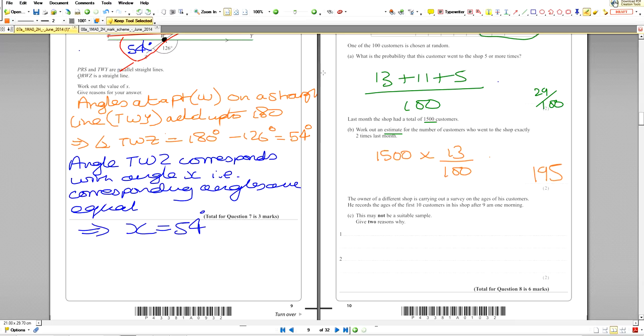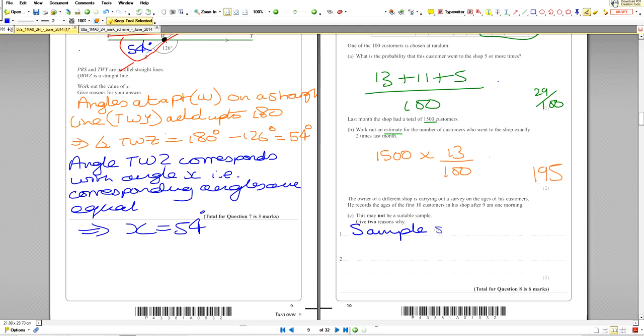The owner of a different shop is carrying out a survey on the ages of his customers. He records the ages of the first 10 customers in the shop after 9 a.m. one morning. Okay, this may not be a suitable sample. Give 2 reasons why. And the first thing that we mentioned last week was the sample size is too small.